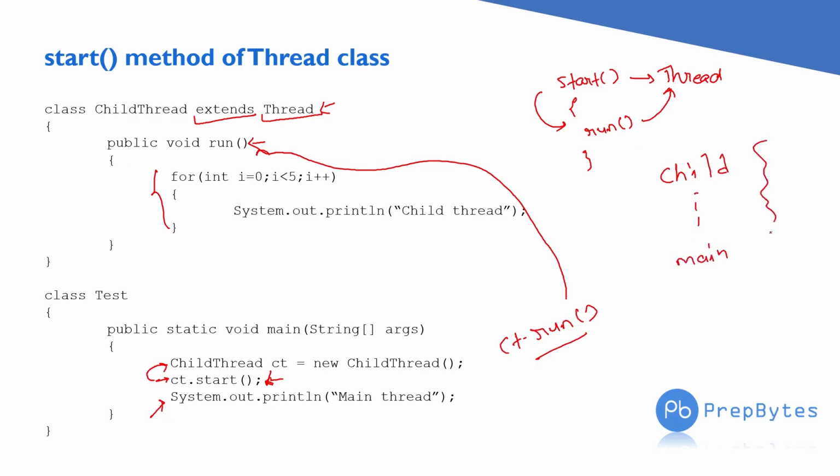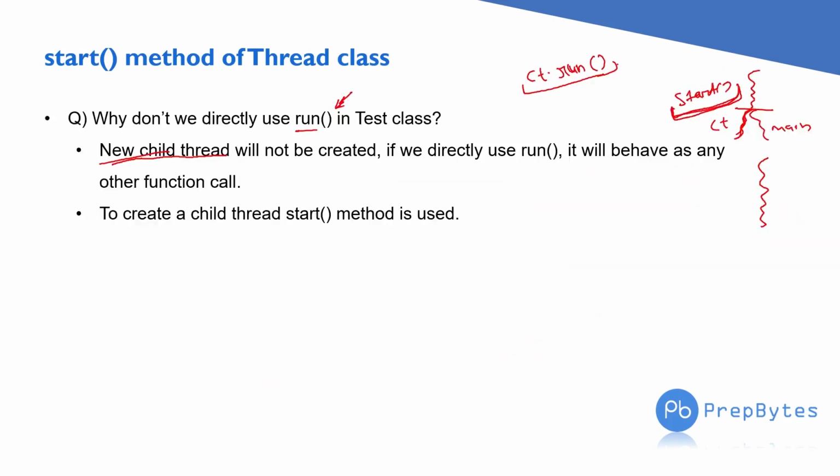A single thread, main, is running. This is a simple Java program. If I remove this line, this is a simple Java program now. The run method will be called, executed and done. No new thread will be created. So to create a new thread, we have to call the start method.